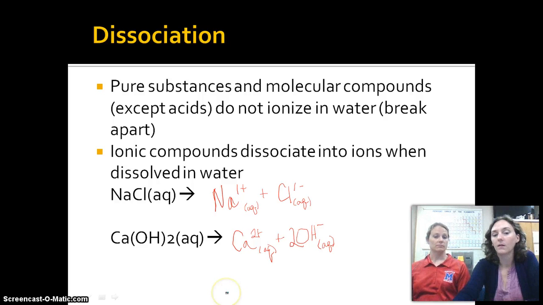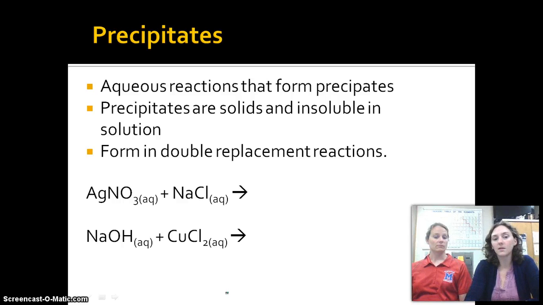So now we've got some different sections dealing with different reactions. Aqueous reactions that form precipitates. Precipitates, like we said, are the solids that form in a reaction, and they're insoluble in solution. So you're going to represent it with a little s after.